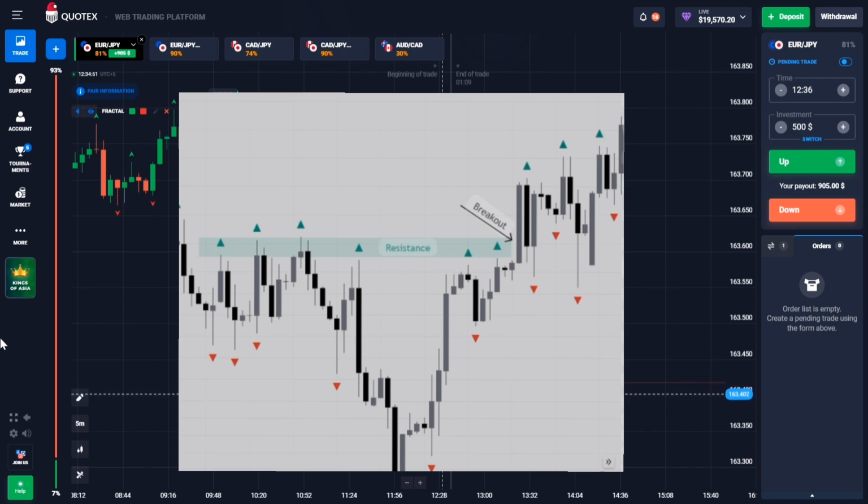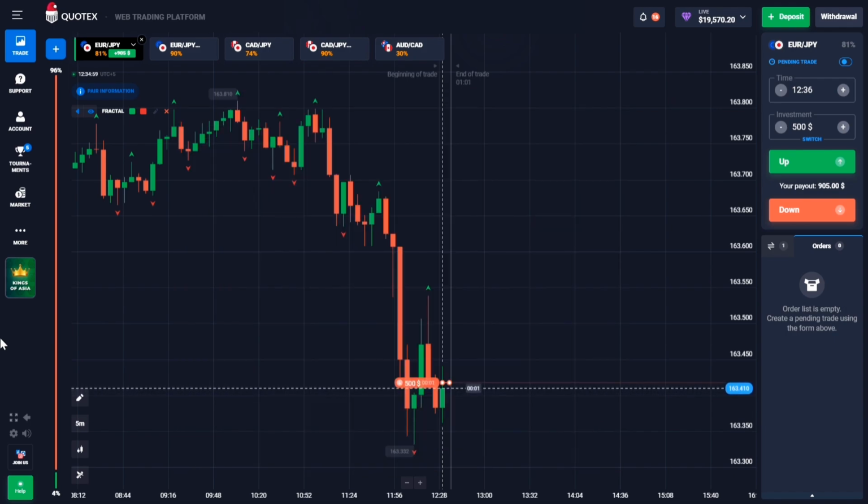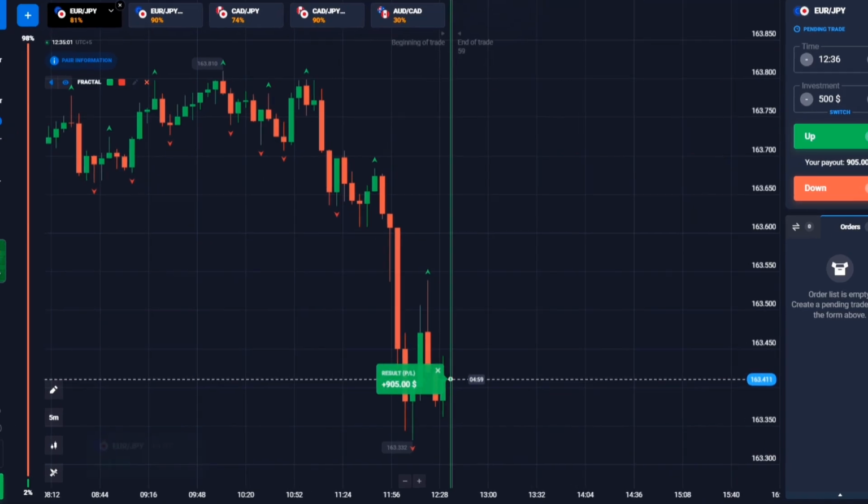Bearish fractal formation. The middle candlestick has the highest high compared to the 2 candles before and after it. It appears above the price chart.